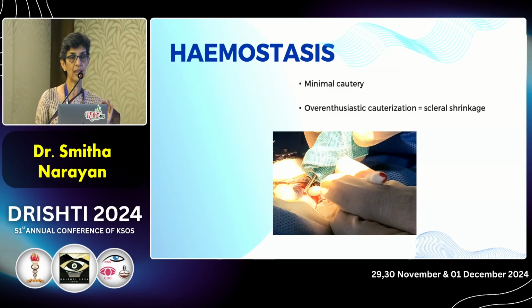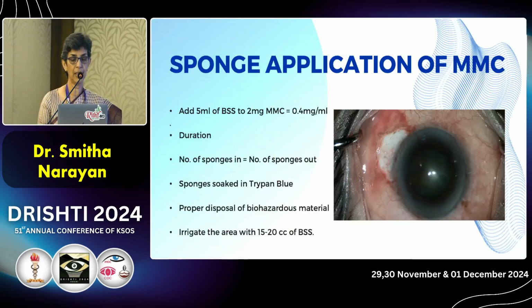So in all these situations where you are injecting mitomycin C or where you're giving subtenon anesthesia, a drop of brimonidine would be very useful because it will shrink the blood vessels, and you can then avoid the blood vessels and give injections, preventing the bleeding.